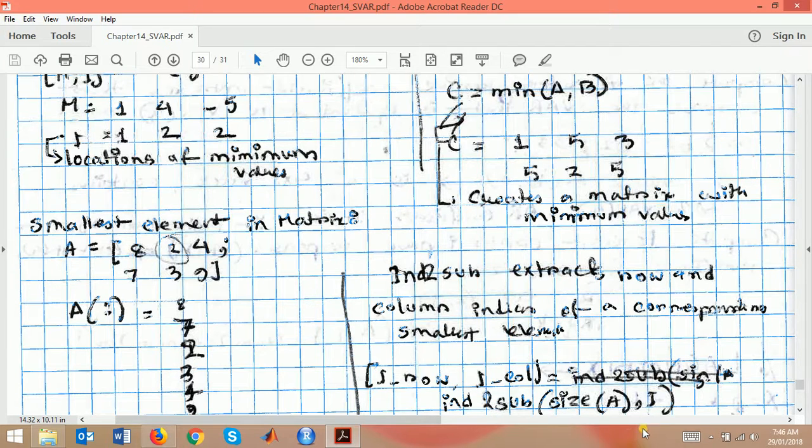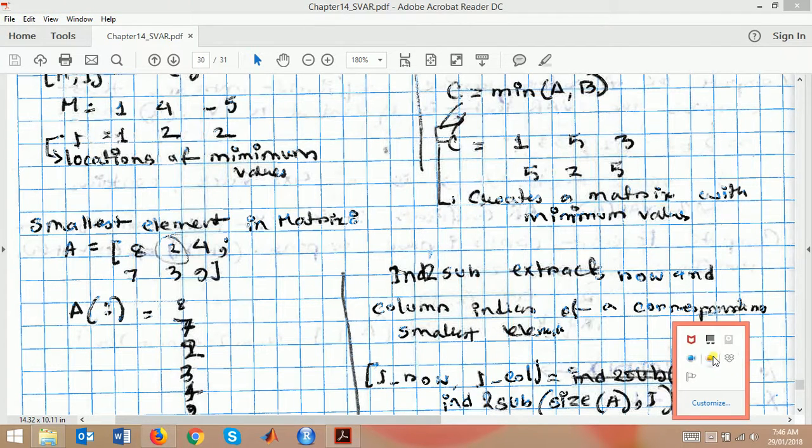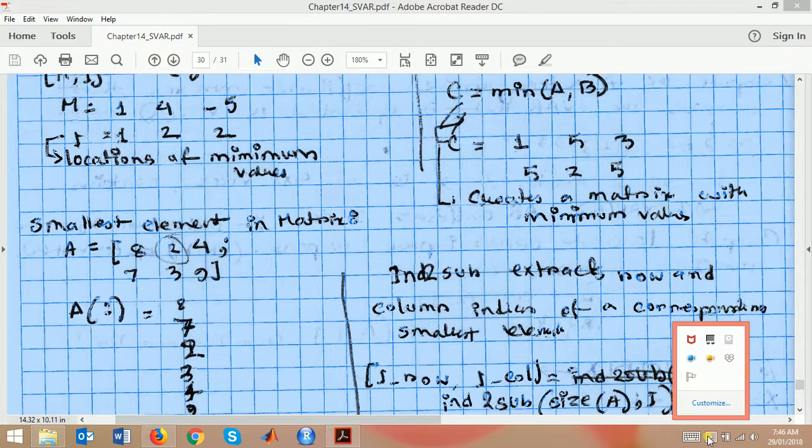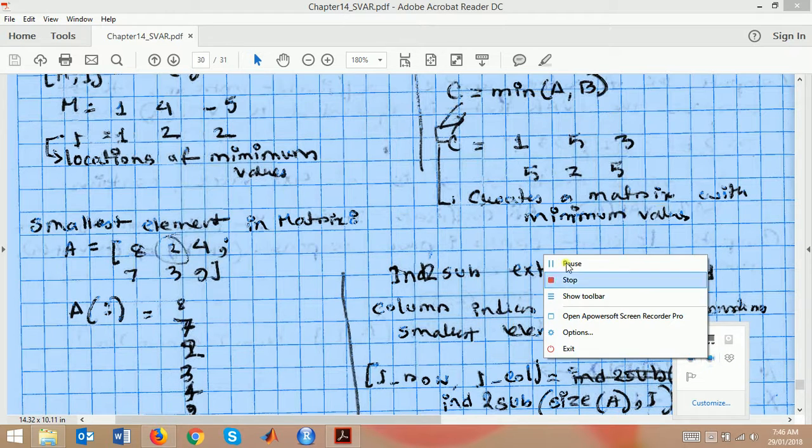So that's all we need to know for now, and hence we bring a conclusion to our discussion on SVAR theories. Next we'll move on to the applications of SVAR.